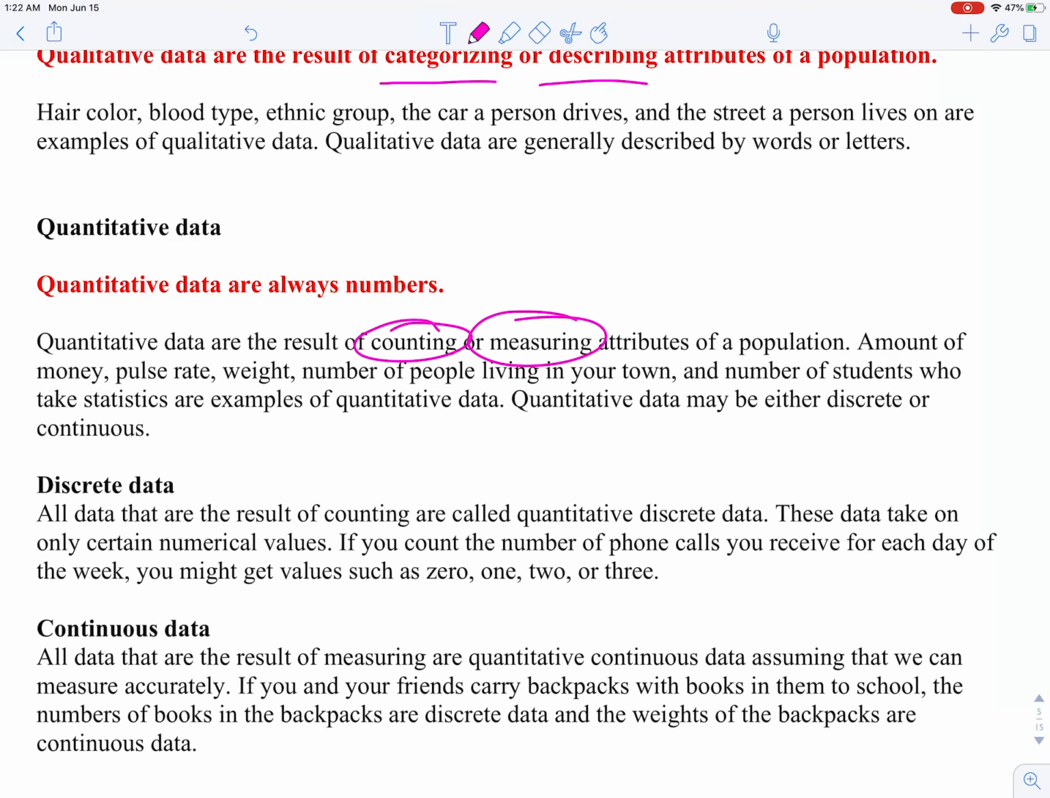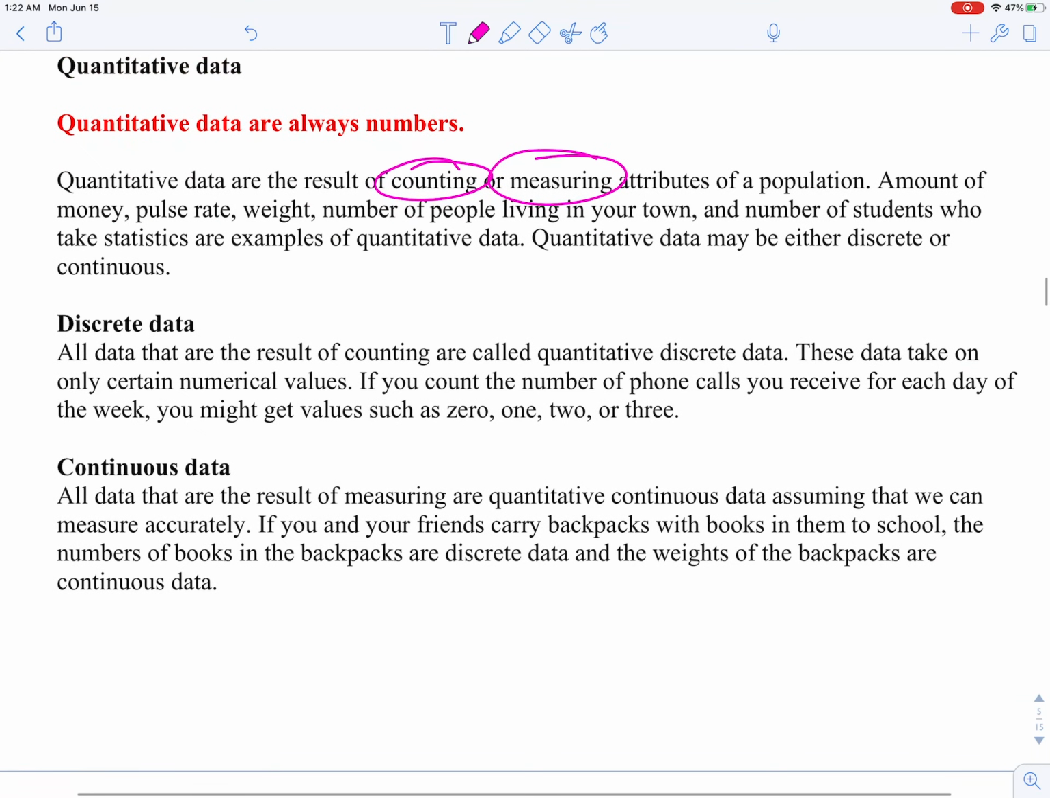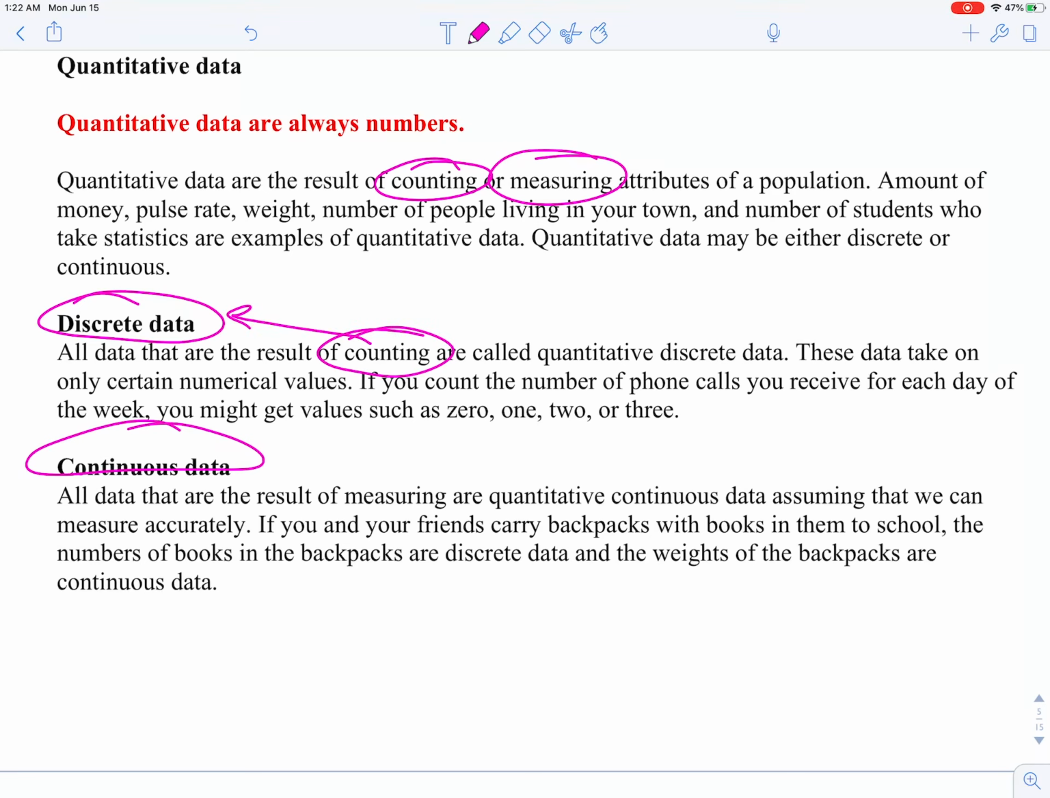Quantitative data may be either discrete or continuous. So here we go, two terms right here, discrete and continuous data. Quantitative data can also be broken down into discrete and continuous data. So discrete, all data that are the result of counting. So this is the big picture here. Discrete data are things we can count, usually involving whole numbers, and we'll talk about some examples in a minute.